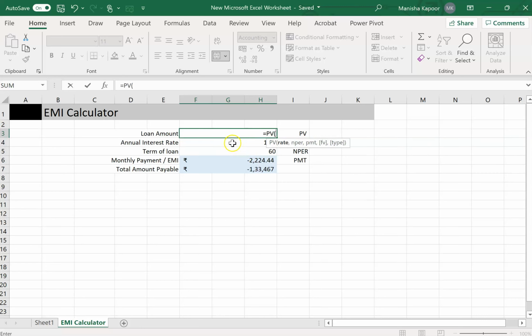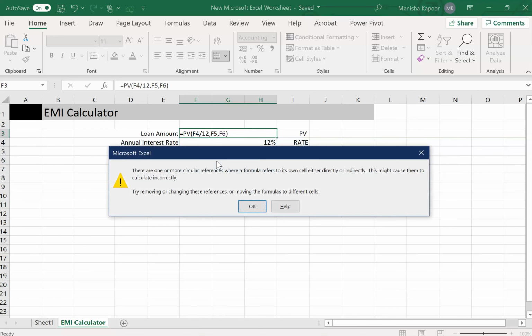And in PV, what is the interest rate? The interest rate is this, and that would be divided by 12. The second argument is NPER. You just say that, okay, I'll pay this amount in 60 months. Next is your PMT. What is the monthly installment that you are ready to pay? You are saying that 2,224 is the maximum that I can pay monthly, and based on that I would want to know what the budget of my laptop should be. So that is the third argument.